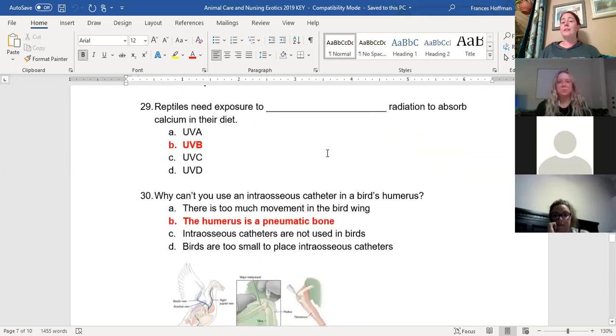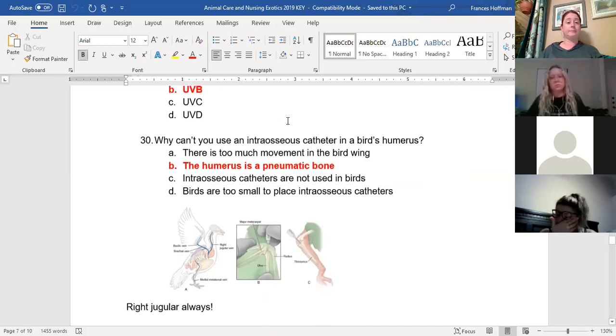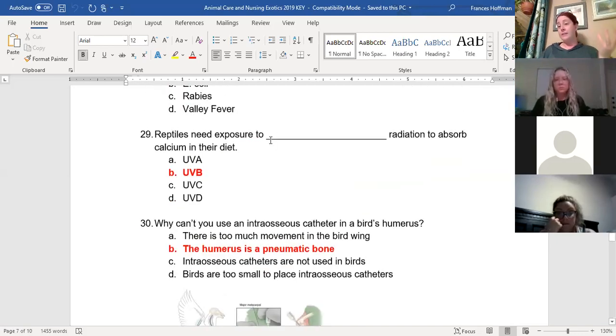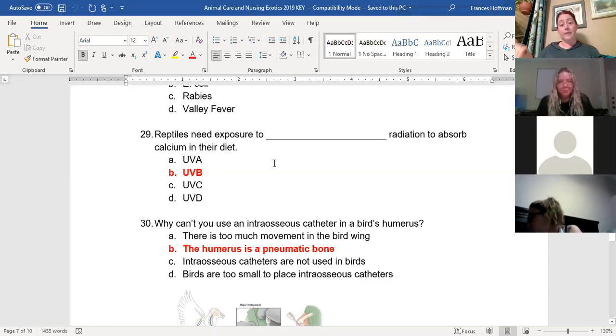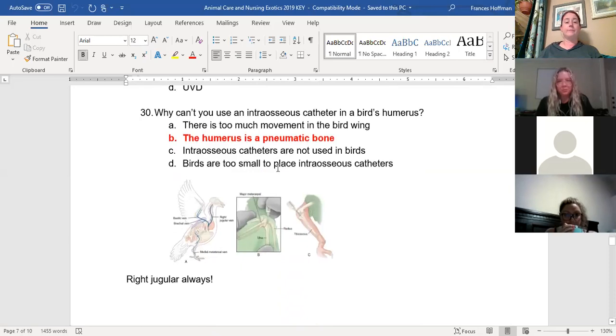Our reptiles need exposure to UVB radiation in order to absorb calcium in their diet. So UVA is going to be behavioral and reproductive, UVB is going to be dietary. So in order to have a good phosphorus to calcium ratio, we're going to need to supplement them with ultraviolet light.